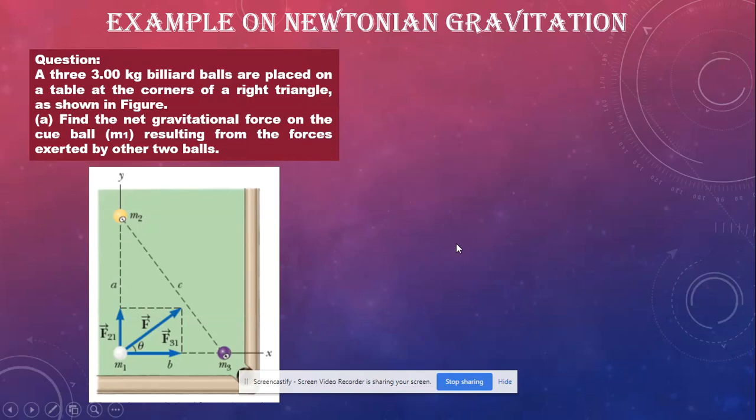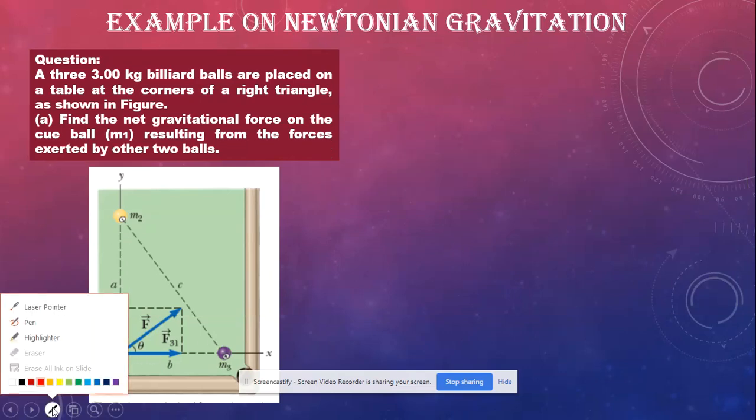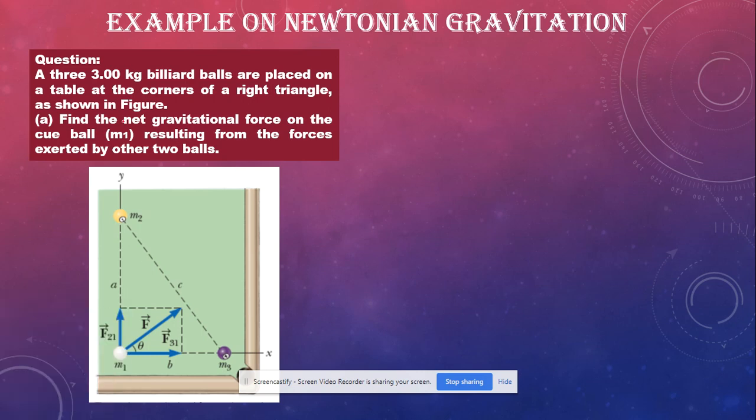So this is an example on Newtonian gravitation. Now the question is given as shown. Three billiard balls with a mass of 3 kilograms are placed on a table at the corners of a right triangle as shown in the figure. This is the figure.